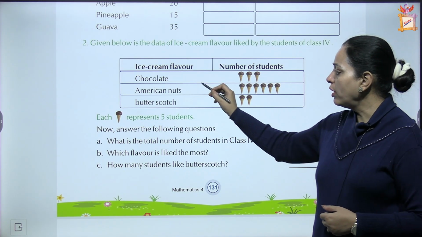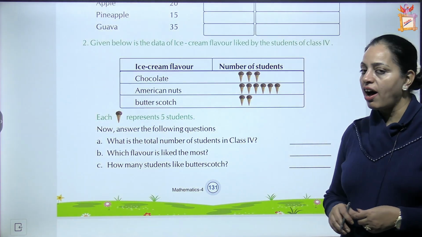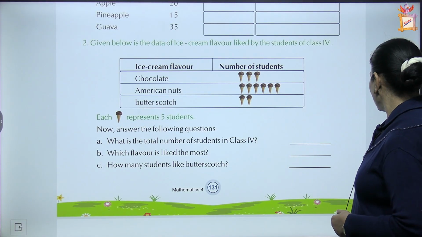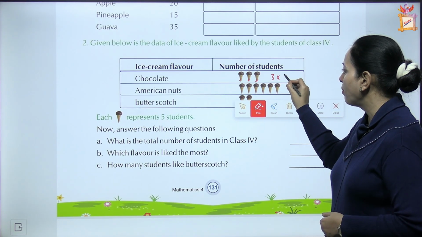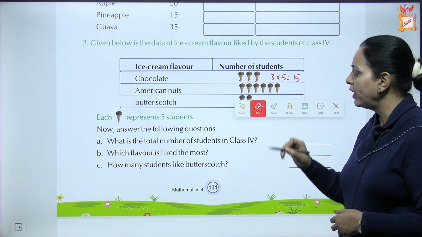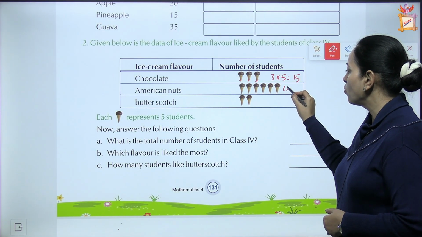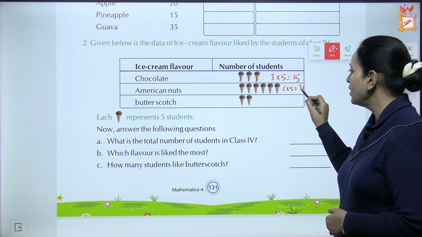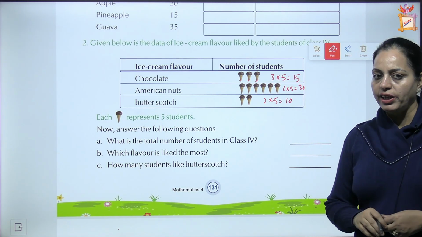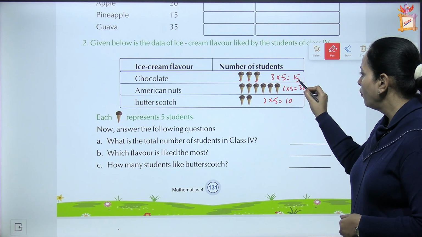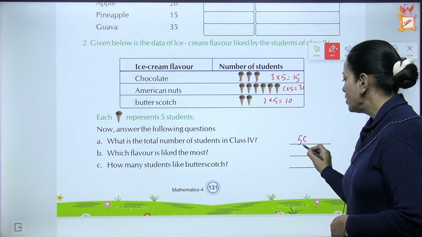So here chocolate. So now answer the question A part, what is the total number of students in class 4? So first count it. 1, 2, 3. It means 3 multiplied by 5, 15 students like chocolate ice cream. Then 1, 2, 3, 4, 5, 6. 6 into 5, 30 students like American nuts. 1, 2, 2 into 5, 10 like butterscotch, right? Now total, so count all. 15 plus 30, 45 plus 10, it means total is 55.